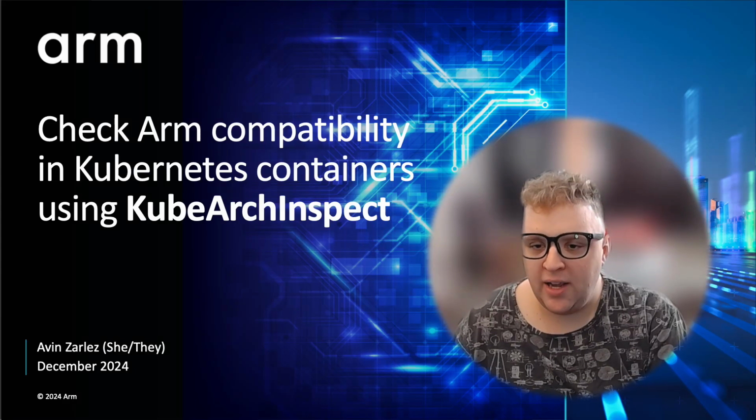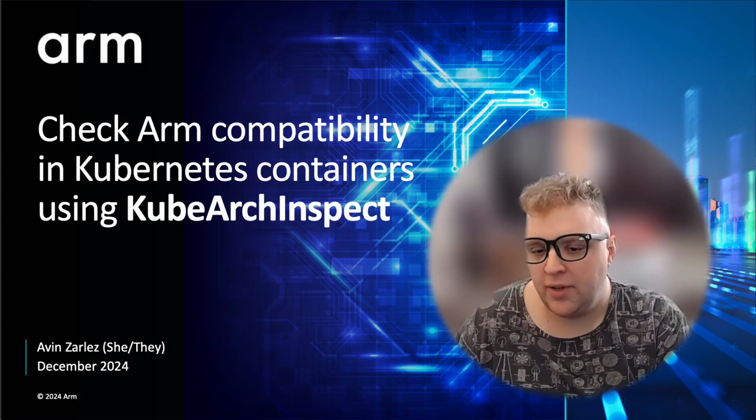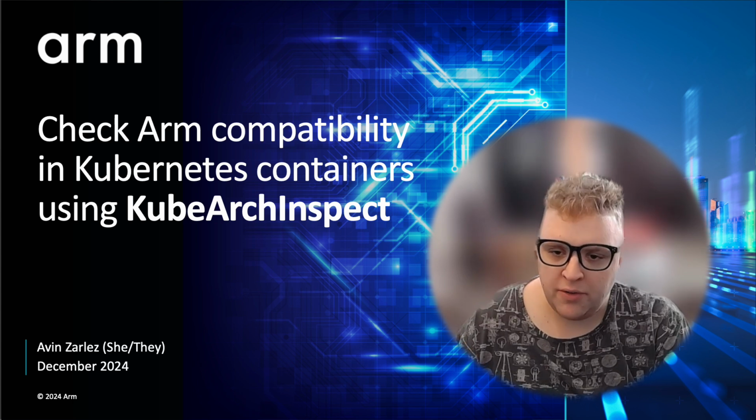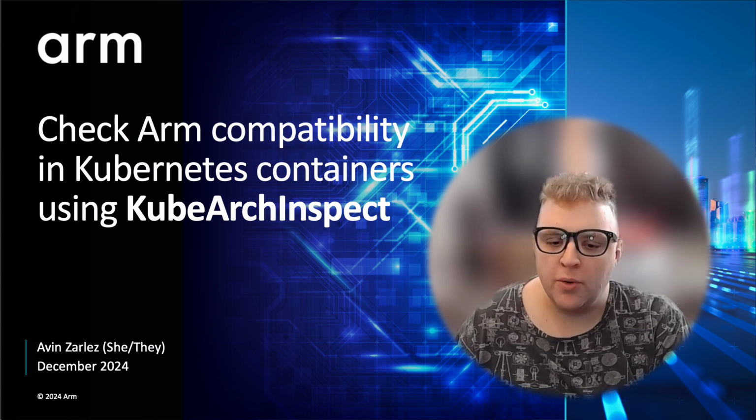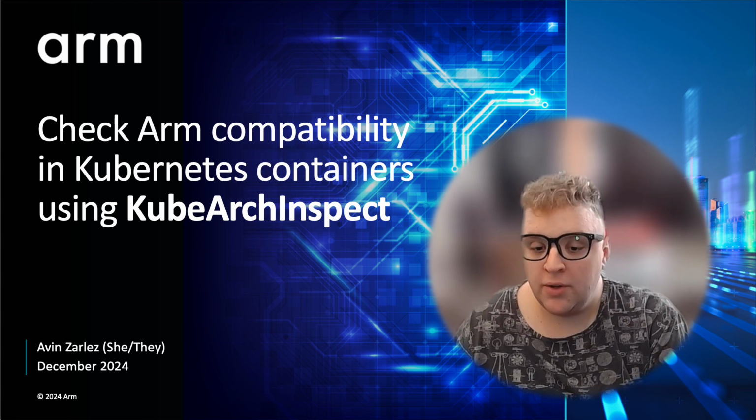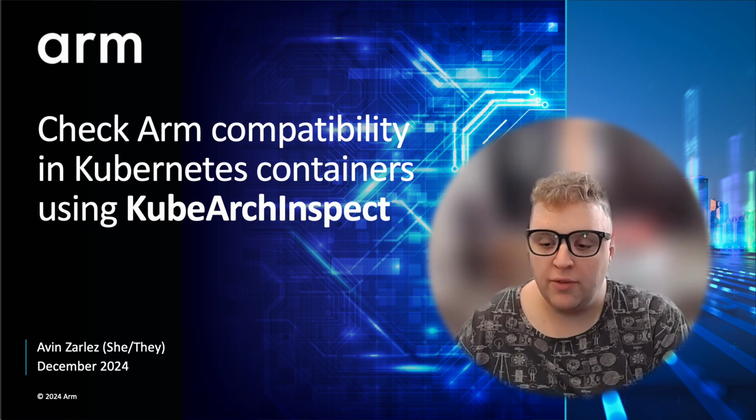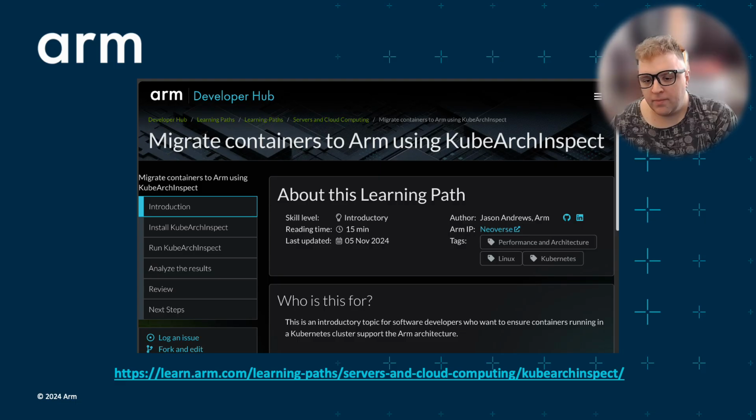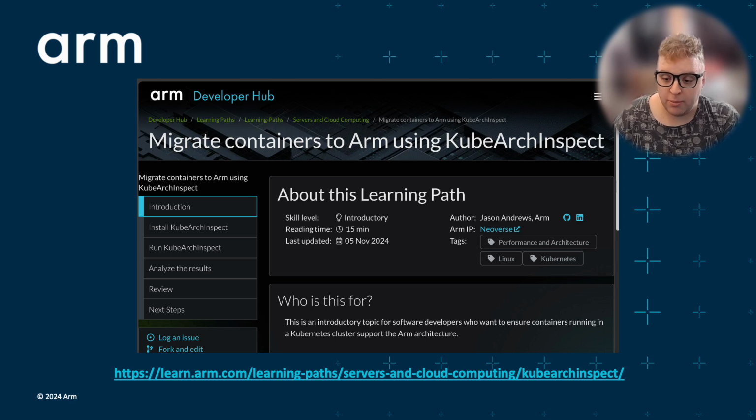Hello, my name is Avin Zarles, and today I'm going to teach you how you can check your existing Kubernetes deployments for ARM compatibility using a utility called KubeArchInspect. This video is based off of the Migrating Containers to ARM using KubeArchInspect learning path that you can find and follow along with on the ARM Developer Hub.